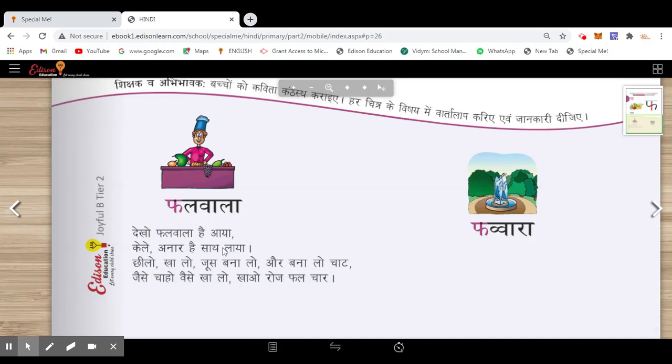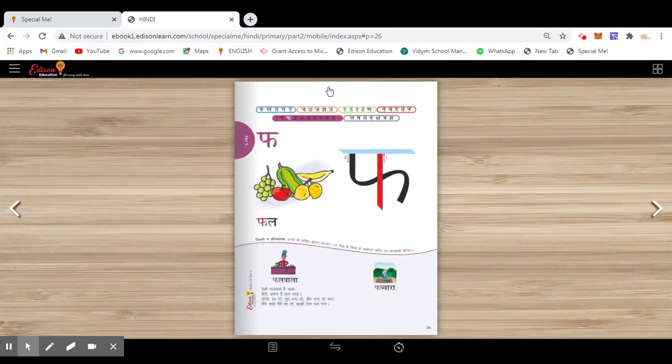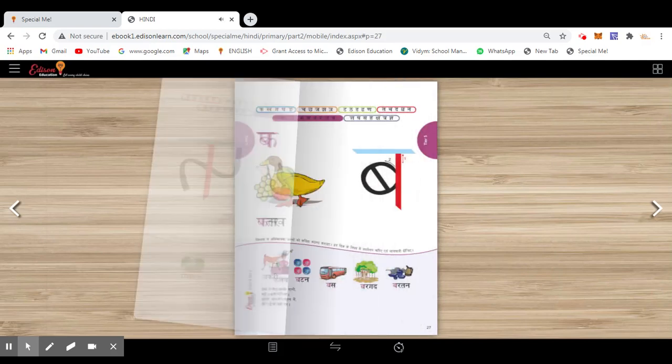देखो फल वाला आया है. देखो फल वाला है आया. केले अनार है साथ लाया. छीलो खा लो जूस बना लो और बना लो चाट. जैसे चाहो वैसे खा लो खाओ रोज फल चाट. So this was, students, you have to revise व्यंजन फ. Now come to the next व्यंजन.